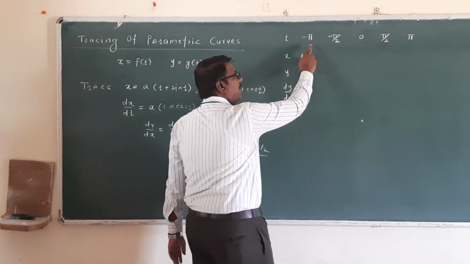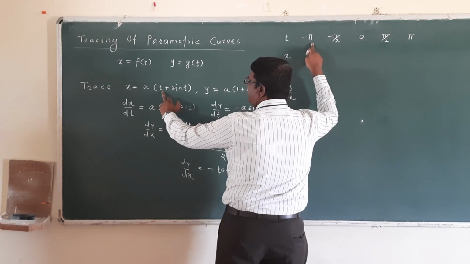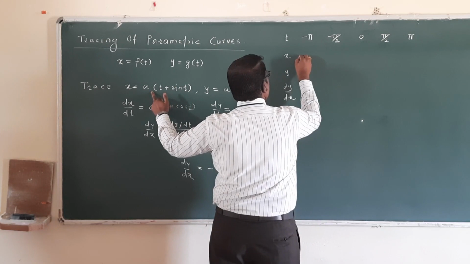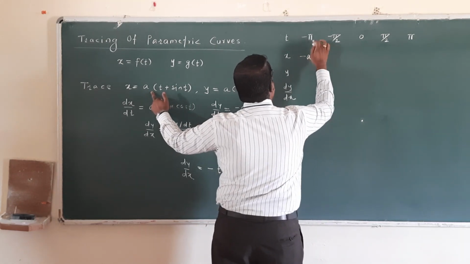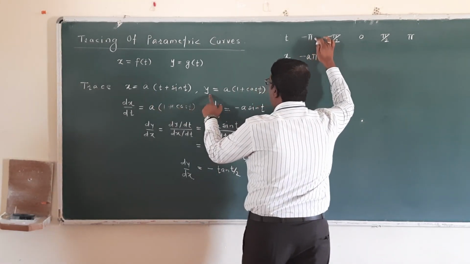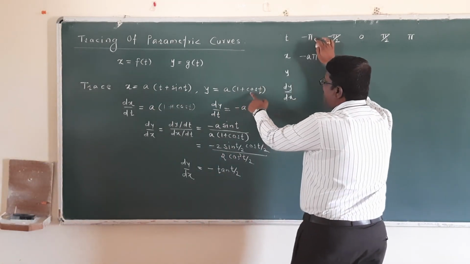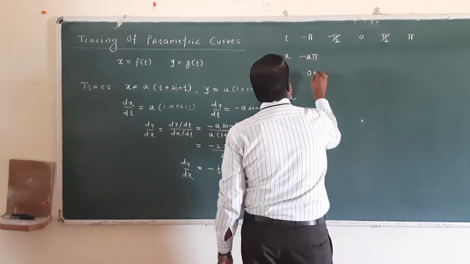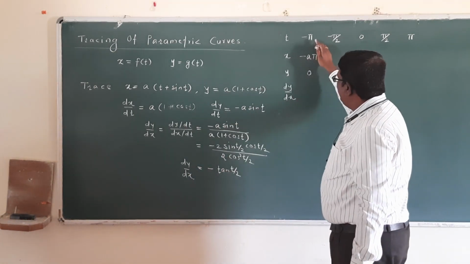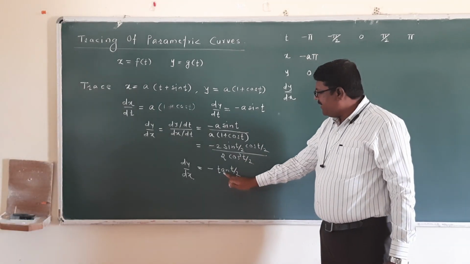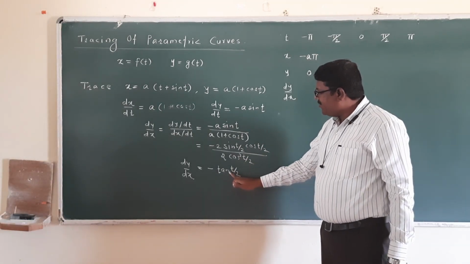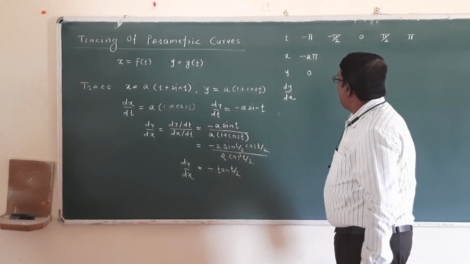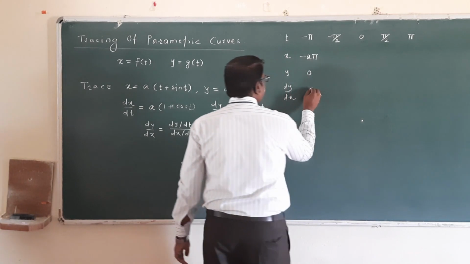Now when t is minus pi, what is the value of x? Sin of minus pi is 0, so the value of x is minus a pi. For t equal to minus pi, what is the value of y? Cos of minus pi is minus 1, so y is 0. Then dy by dx, with the minus taken outside, is plus tan pi by 2, and tan pi by 2 is infinity, so here I will write infinity.